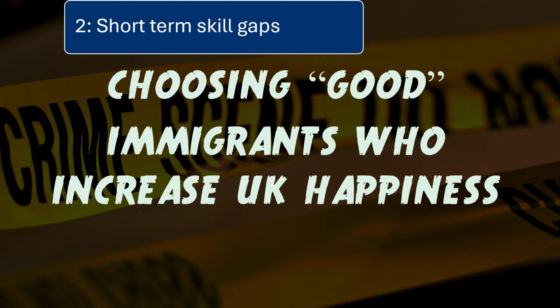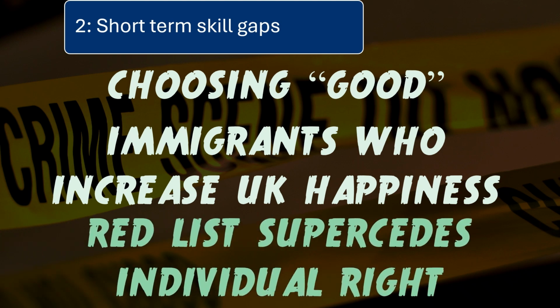Secondly, we would go back to our definition of a good immigrant and use this to filter out immigrants who will not increase UK happiness. And of course, if we have the red list, then we would not allow immigrants from those countries to fill the gaps.